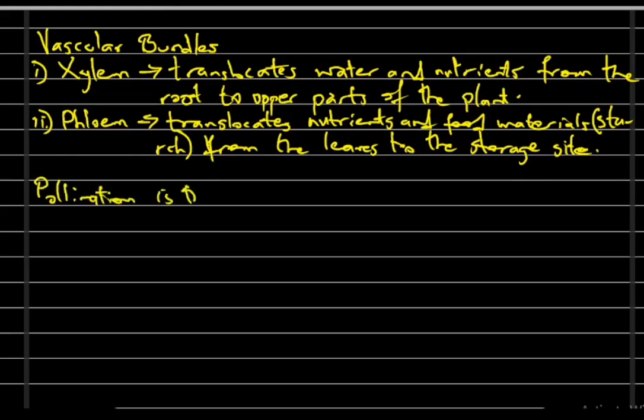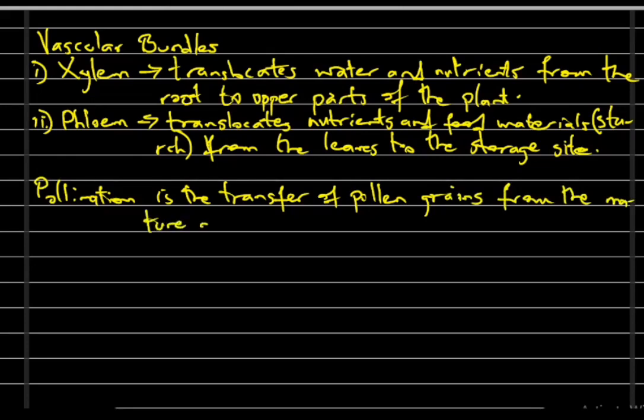Pollination is actually the transfer of pollen grains from the mature anther to the mature stigma. So basically that is what pollination is.